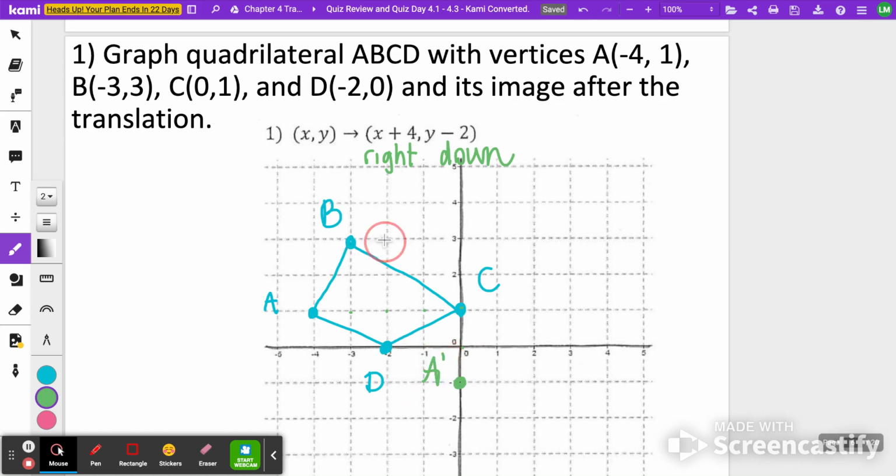B would go 1, 2, 3, 4, down 2 is here, 1, 1 for B prime. C, I go to the right, 1, 2, 3, 4, down 2. This is at 4, negative 1. And then D, 1, 2, 3, 4, down 2, I get D prime at 2, negative 2. Connecting my points together, it just looks like I shifted my quadrilateral down and to the right just a little bit.